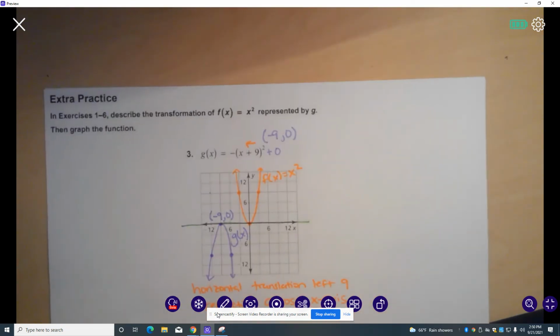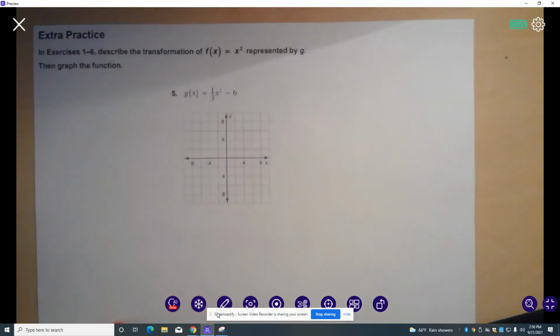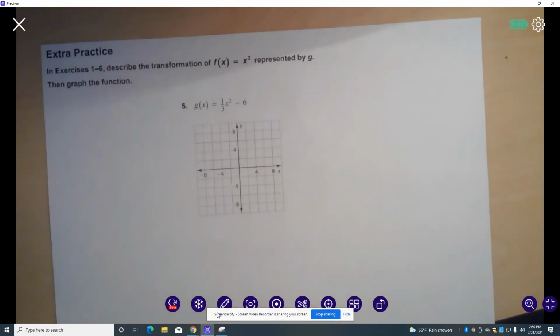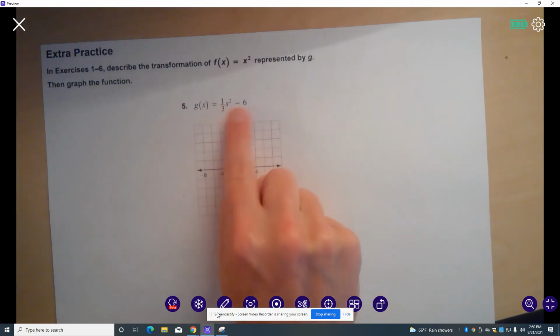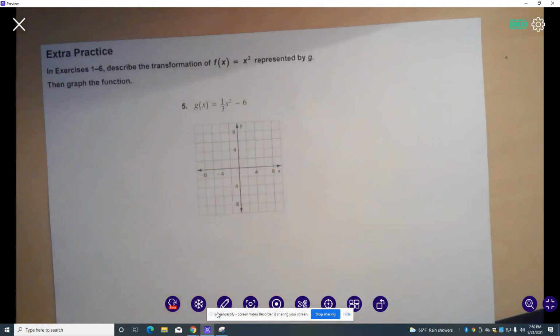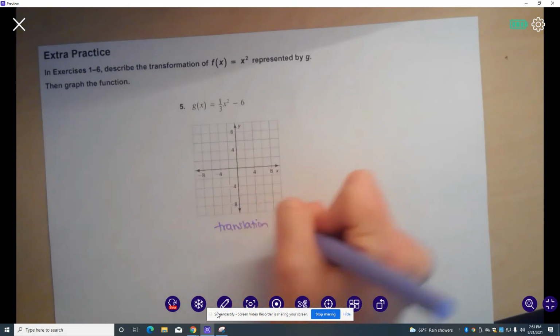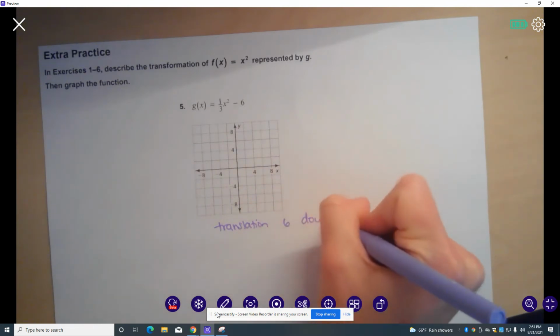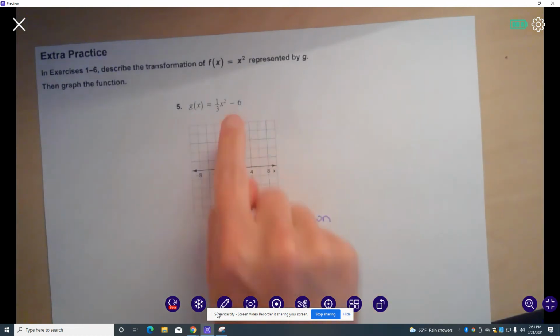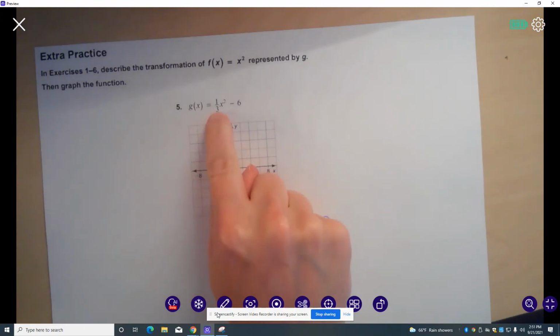Okay, the last one that we're going to do is example 5. So first, we're going to describe the transformation. Okay. I notice that outside the function, so outside parentheses, we're subtracting 6. That's a translation 6 down. And we're also multiplying by 1/3 out front.